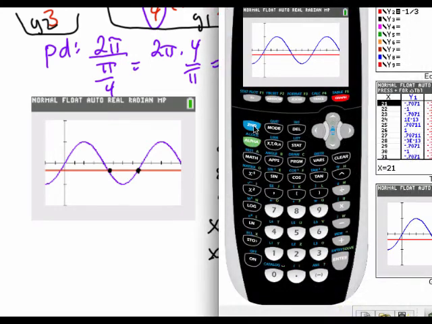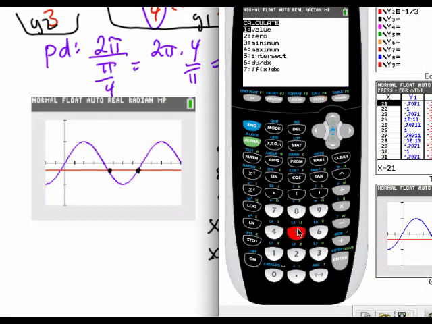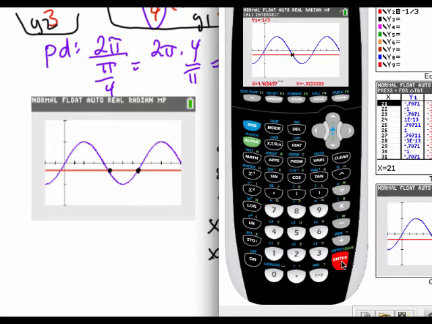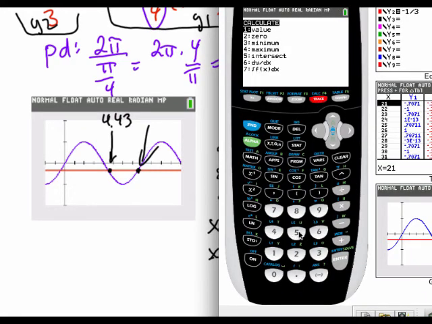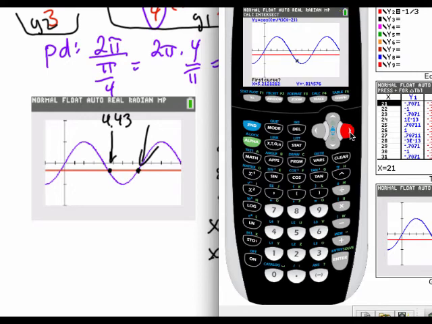So back to my graph. Second function, trace, intersect, first function, second function. Here it comes, 4.43 rounded off. I'm just going to store that value. So that's really the x coordinate right here. And the other one: second function, trace, intersect, first curve, second curve. Let's go close to the second one so it finds that one. 7.57 rounded off.